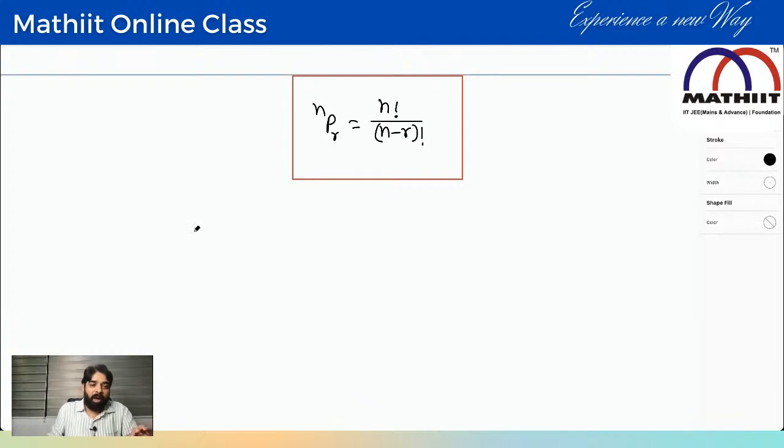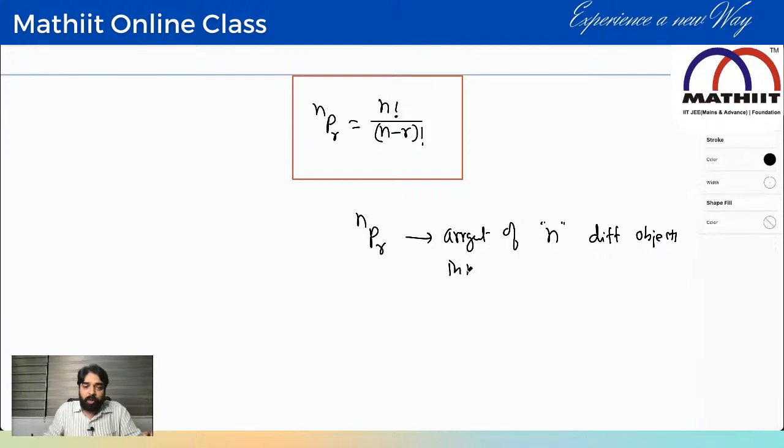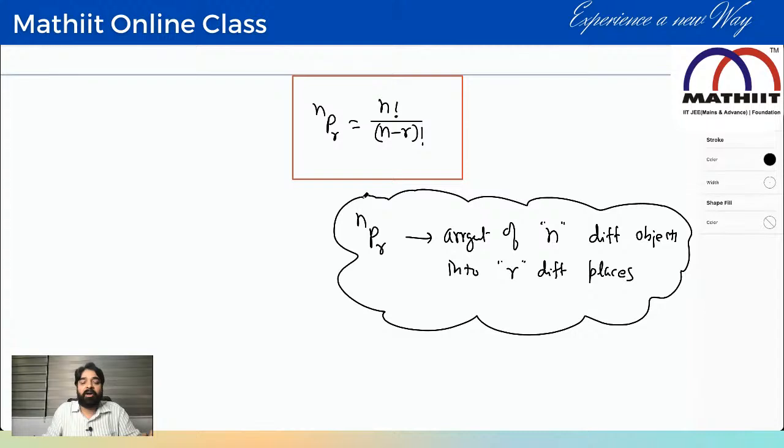nPr. So what is nPr? The actual meaning: nPr is a mathematical symbol which represents arrangement of n different objects into r places, which are different places. Remember this wording: different objects. It means I cannot apply this if objects are not different. I cannot apply this if places are not different. So this is applicable only when different objects have to be arranged into different places.